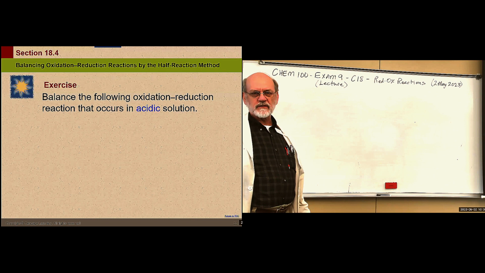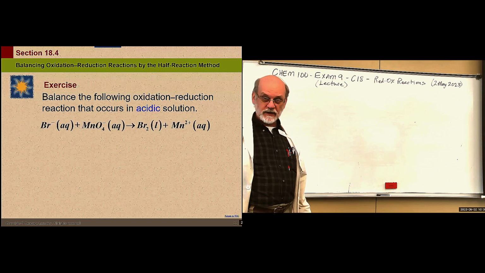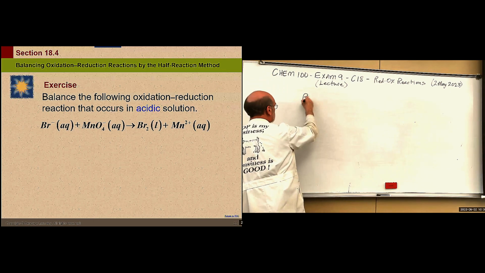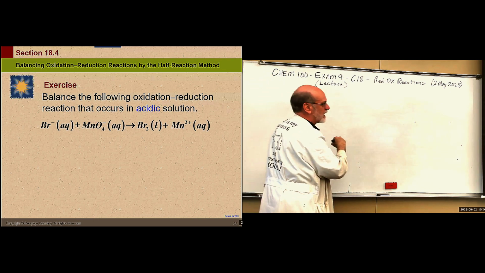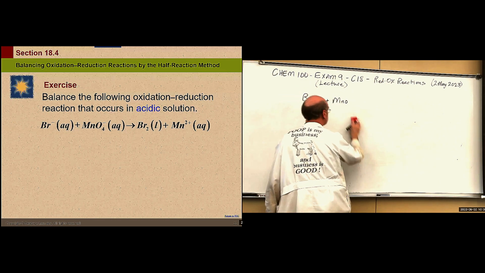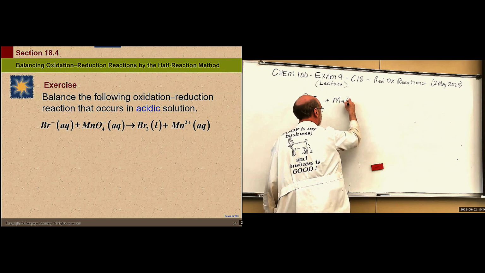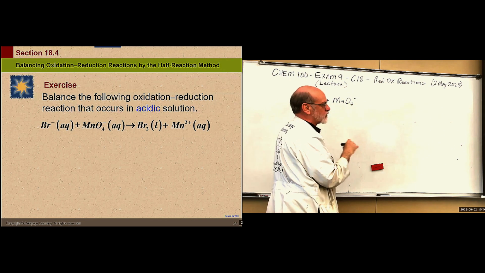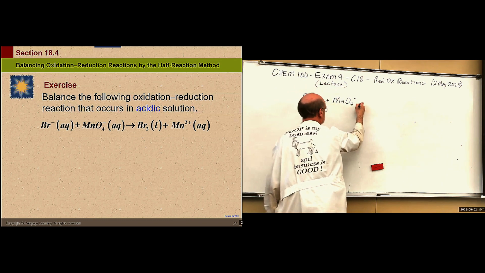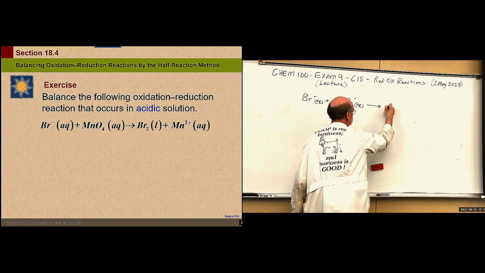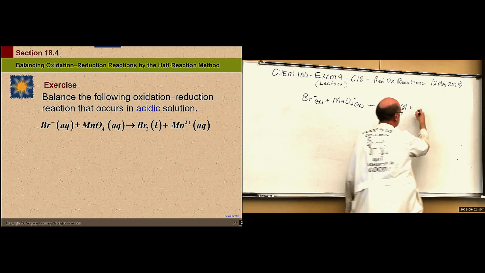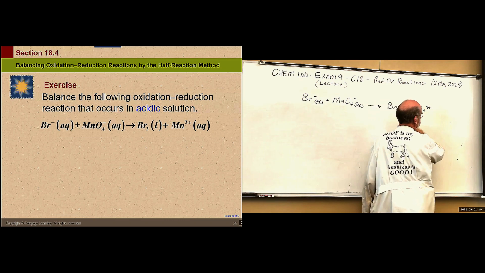Balance the following oxidation reduction reaction that occurs in acidic solution. Okay. I can do that. We can do that. Br minus, and then permanganate. Oops, that's not right. Permanganate. These are all aqueous, correct? Oh, there's bromine liquid, so I better mark it off. Aqueous, aqueous, and Br2 as liquid, and then Mn2+ aqueous.